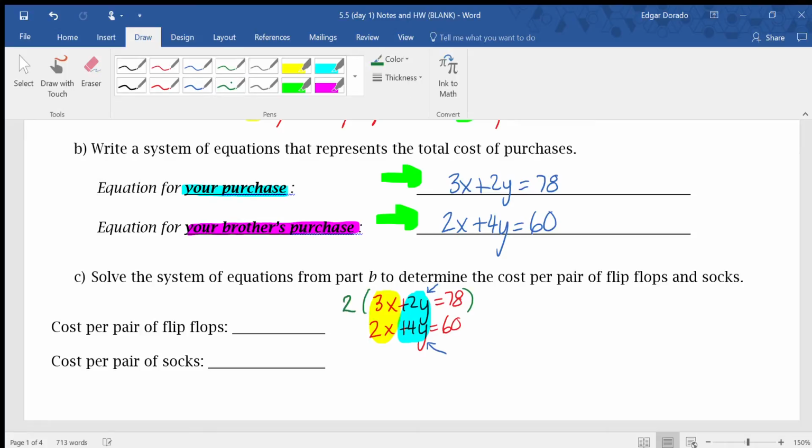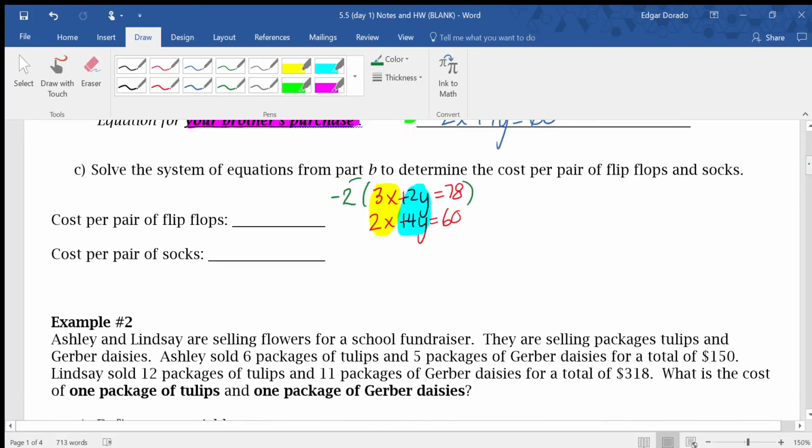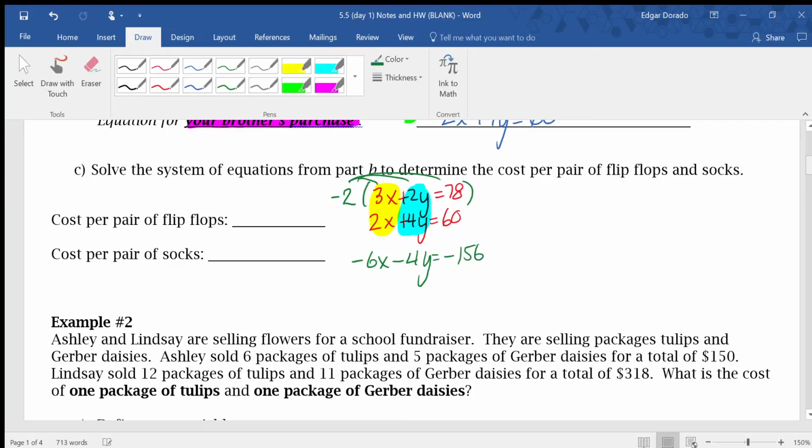I'm going to multiply the whole thing by 2, but not only just by a 2, by what? Remember, I want these to cancel each other out. So the opposite of a 4y is a negative 4y, so I want to multiply the whole thing by a negative 2. So let's go ahead and figure out what that would be. Okay, I'm going to distribute. What do I get? I get a negative 6x minus 4y equals a negative 156. And then down below, I'm going to go ahead and rewrite the same equation.